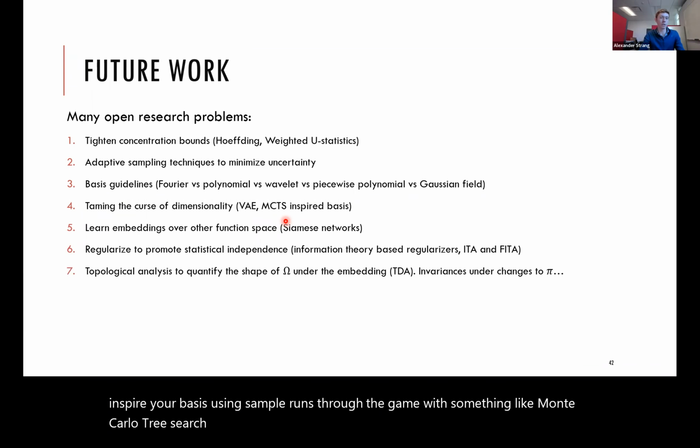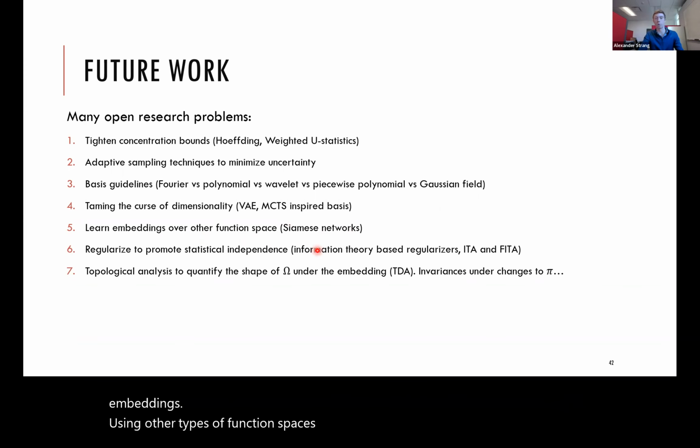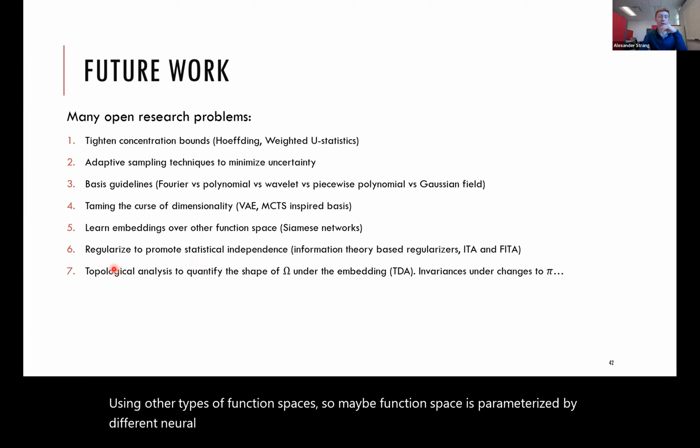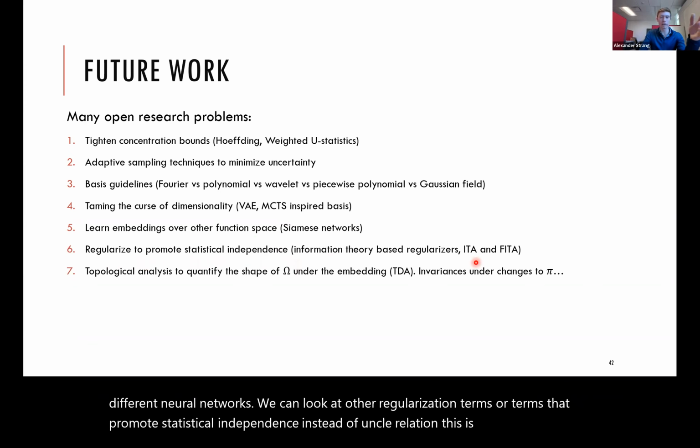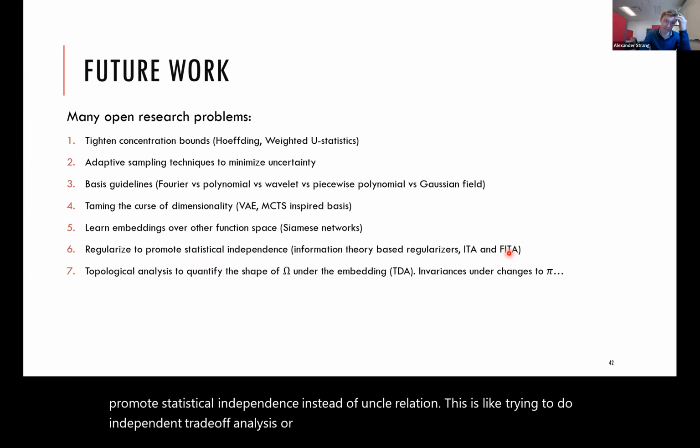And we have other questions here. We could try to learn embeddings using other types of function spaces, so maybe function spaces parameterized by different neural networks. We can look at other regularization terms, or terms that promote statistical independence instead of uncorrelation. This is like trying to do independent trade-off analysis or functional independent trade-off analysis. You could try to do TDA on these shapes, right?